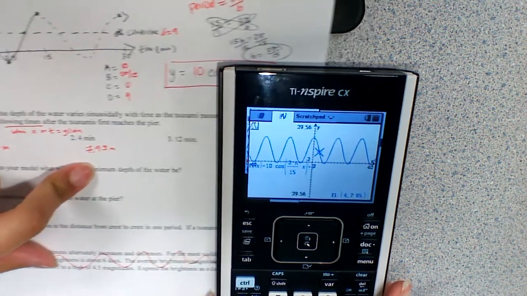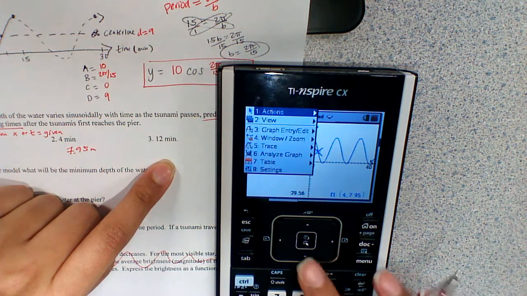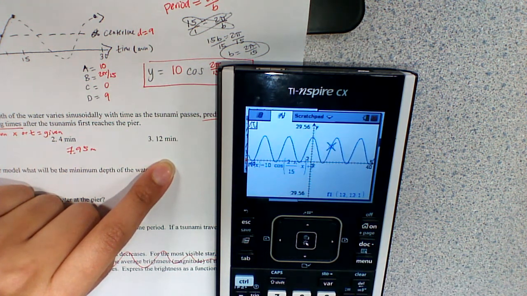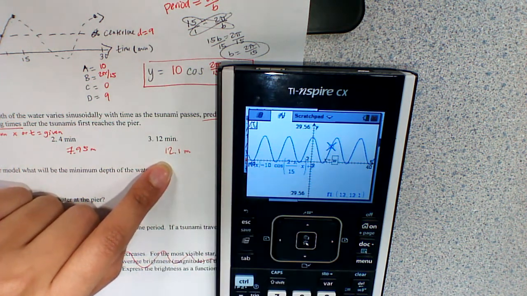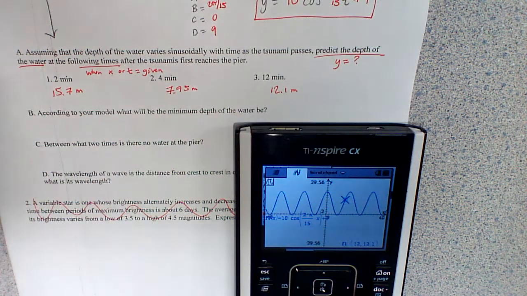And number 3, so again, menu, go down to trace, graph trace, 12, enter, and that gives you 12.1 meters. So there's your depth of water when those are the exact times.